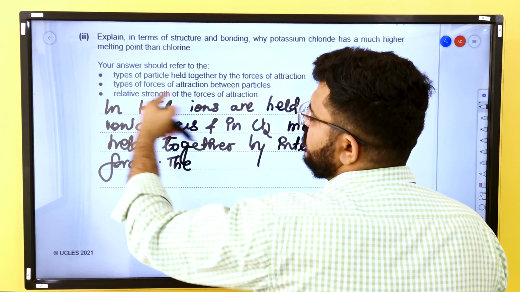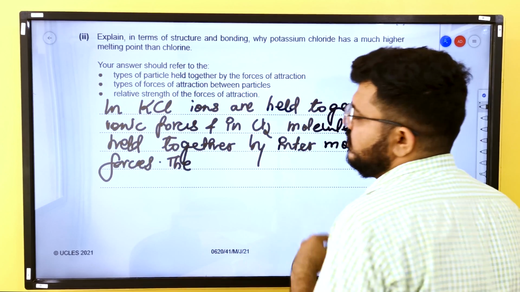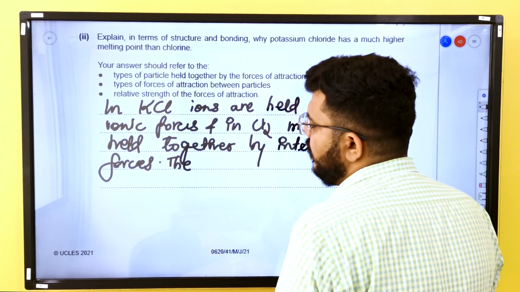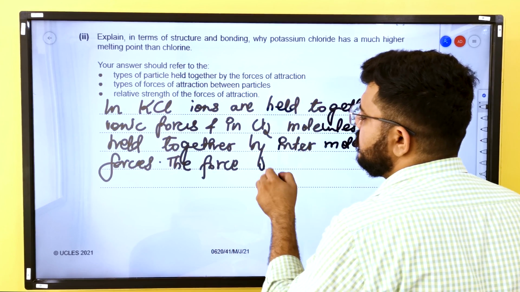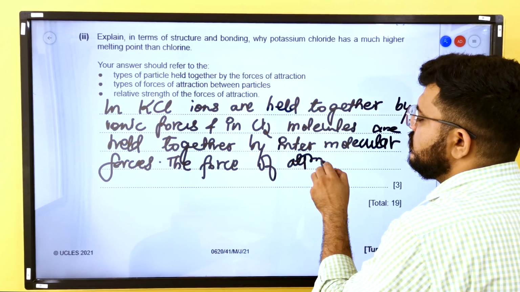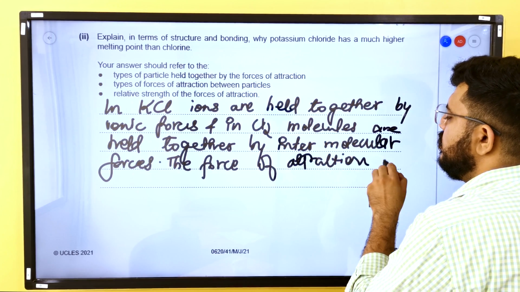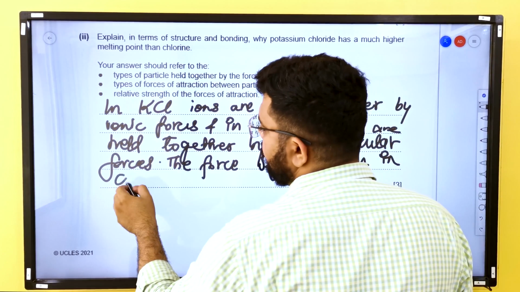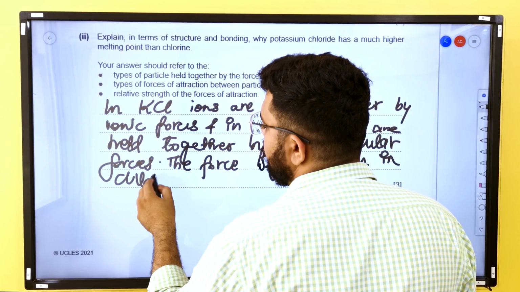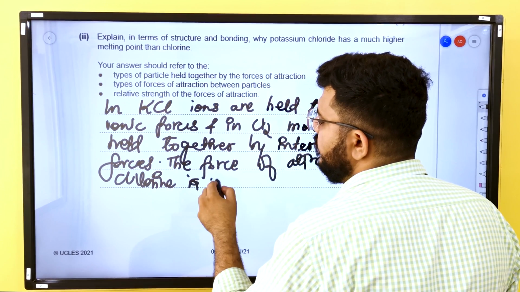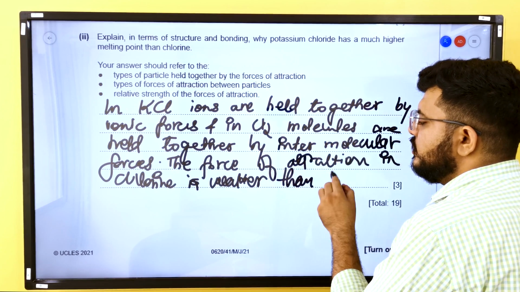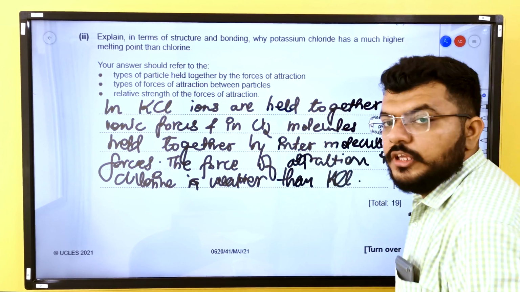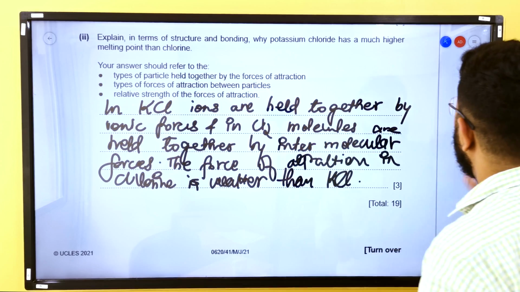And what is the strength of the force of attraction? Chlorine has lower boiling and melting point. So the force of attraction in chlorine is weaker than KCl. This will be your answer.